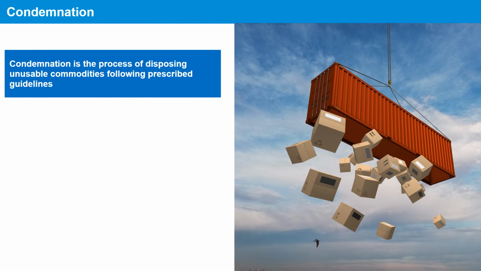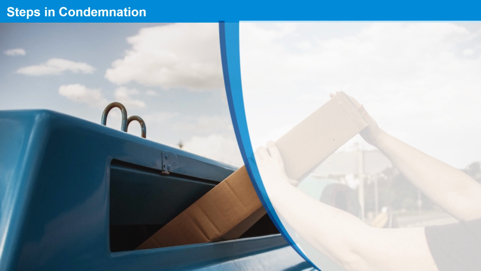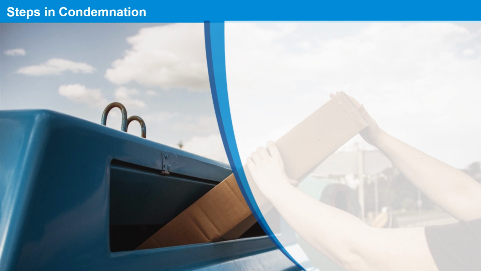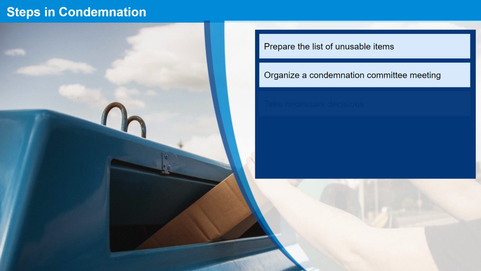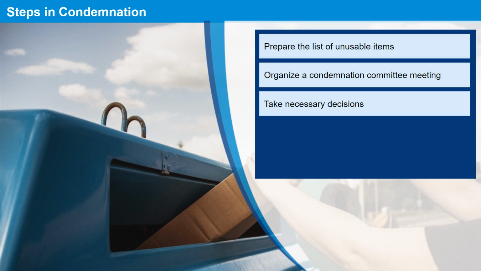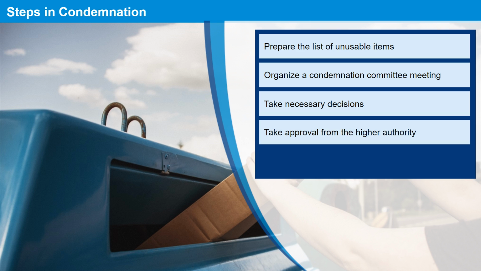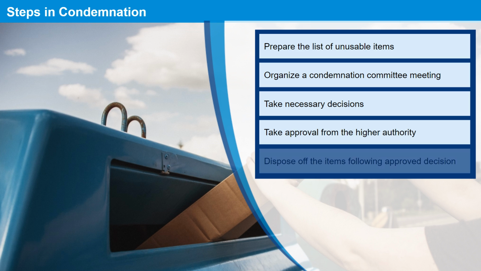Condemnation is the process of disposing unusable commodities following prescribed guidelines. Let's talk about the general steps to condemn unusable commodities. The steps are to prepare the list of unusable commodities, organize a condemnation committee meeting, take necessary decisions such as condemn, repair, and auction in the meeting, take approval from the higher authority, and dispose of the item following approved decision.